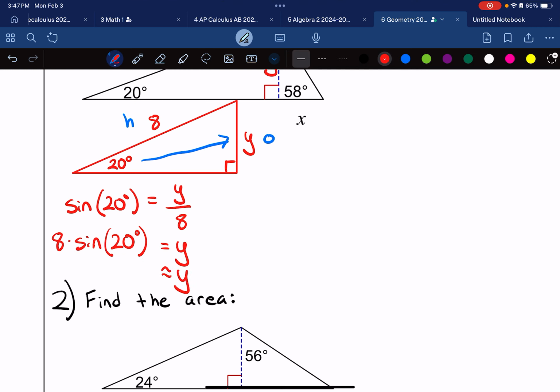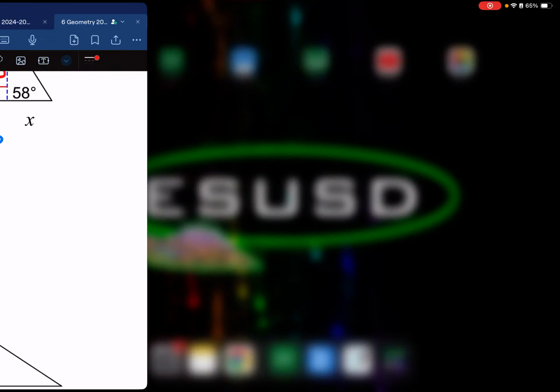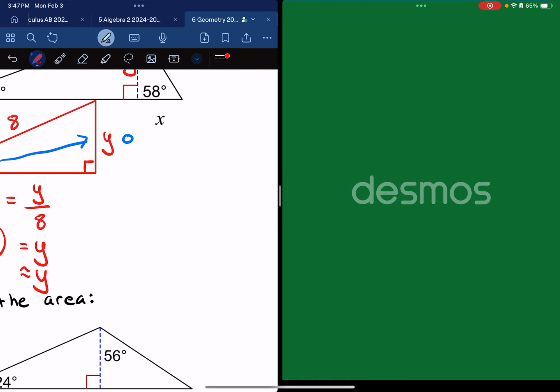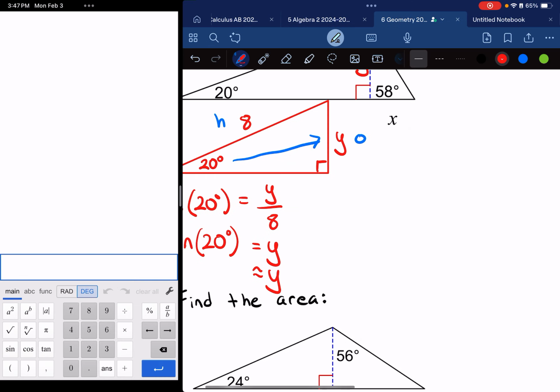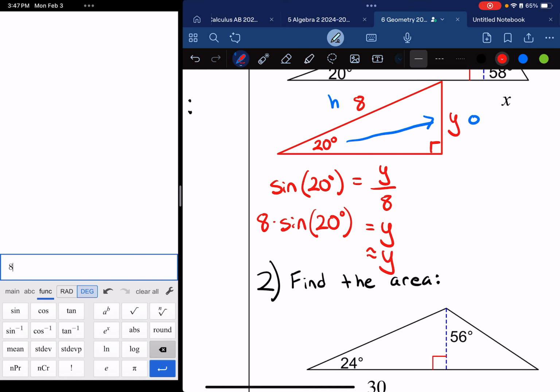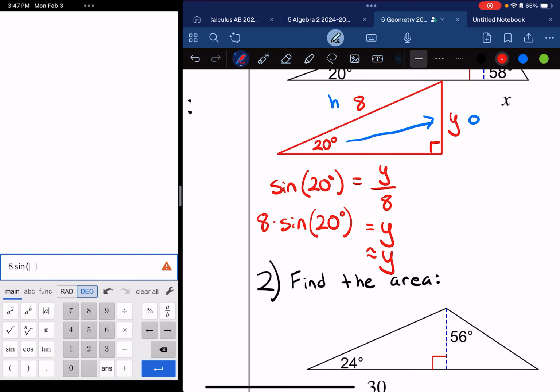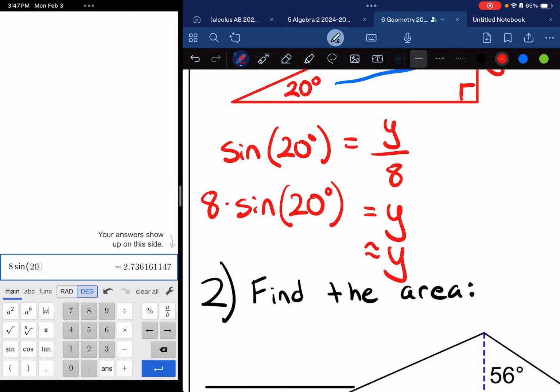then I can say y here is approximately, and I need to split my screen, pull up my scientific calculator, like it on the left, and I'm going to type in 8 sine of 20 degrees. And I'm rounding to the nearest 1 decimal place for this entire lesson, just like I will on the homework and the quiz and the test. It's going to be about 2.7-ish. Okay, so now I have the length 2.7.